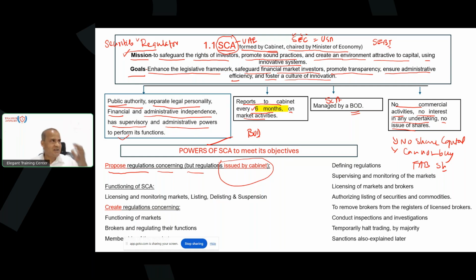No, it is not the central bank. The central bank is only for the banks, but the SCA is for all the financial sector companies. For mainland. This is mainland only, SCA for mainland?